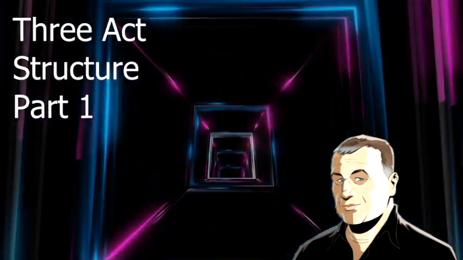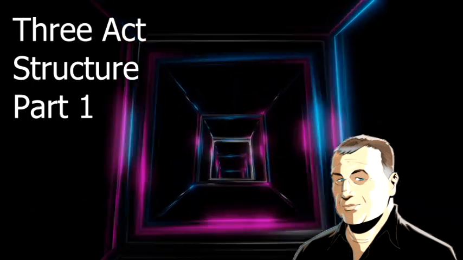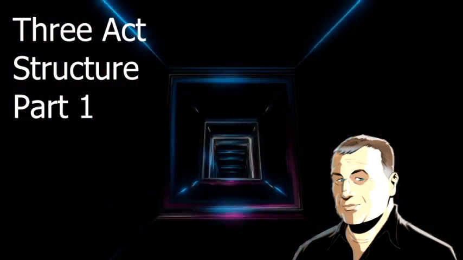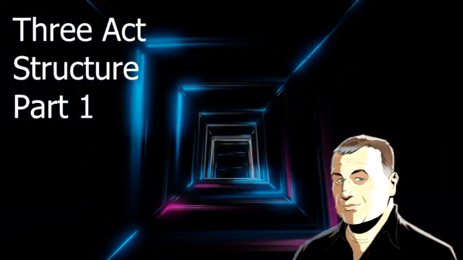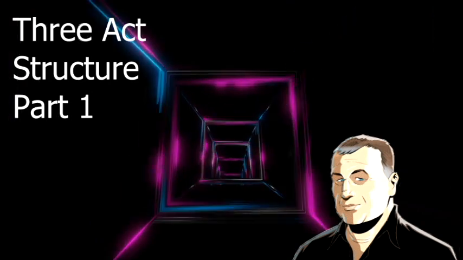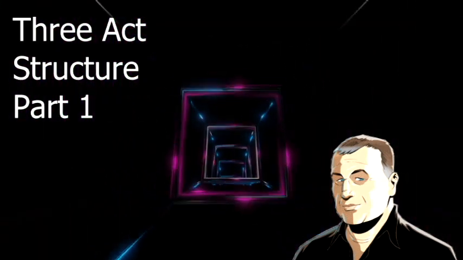It's going to take a couple videos to get there, but we'll start by talking about what is a 3-act structure. The 3-act structure is a beginning, middle, and end. The first act is the introduction. The second part is the rising action, as it's sometimes called. And then the third act is the climax.